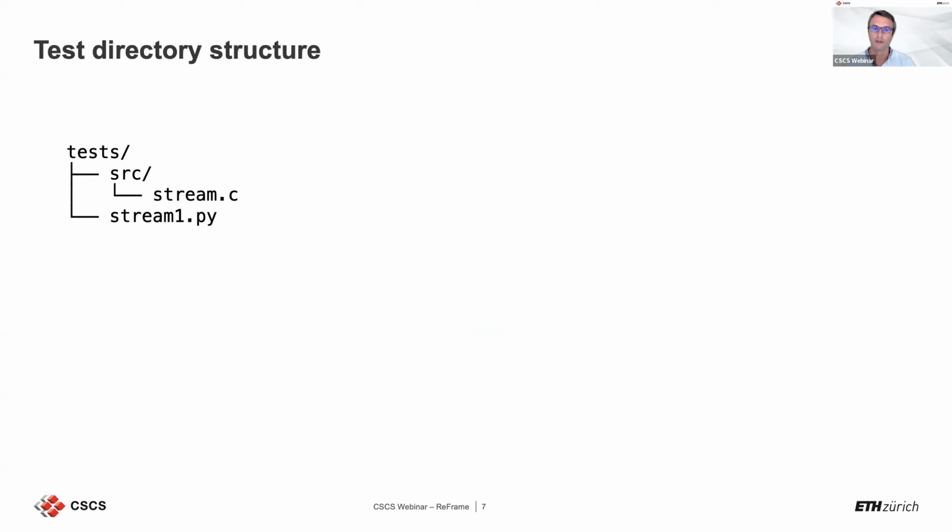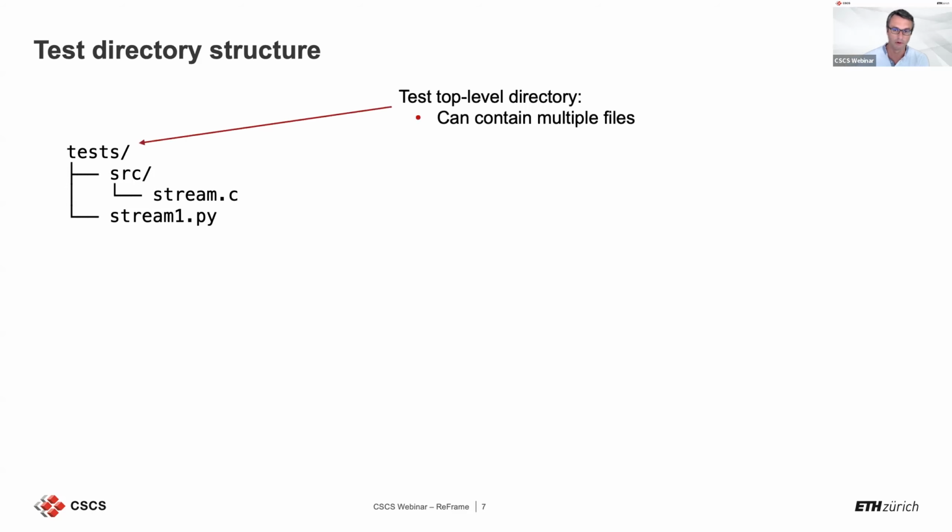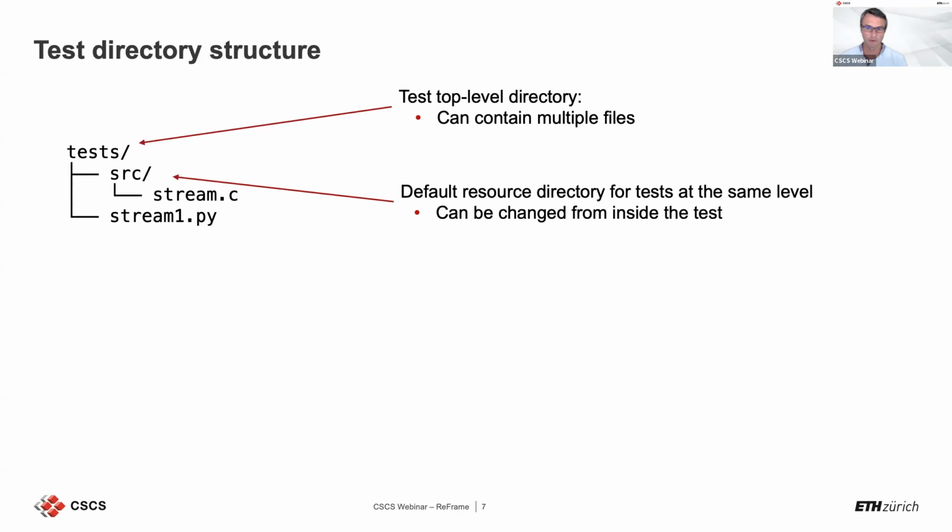It can be anything that the test needs to run. And then you have a Python file which contains a test, but it can contain multiple tests. So the top level directory can contain multiple files. And then, as I said, you can also change the resource directory, and the test file can define multiple tests. So it's really flexible, and you have a choice on how you define your test the best way that fits you.